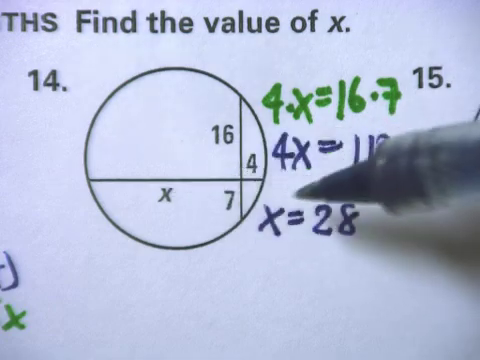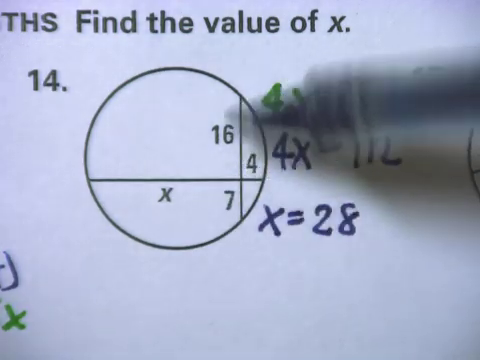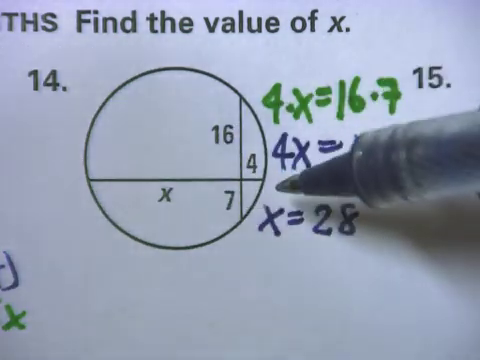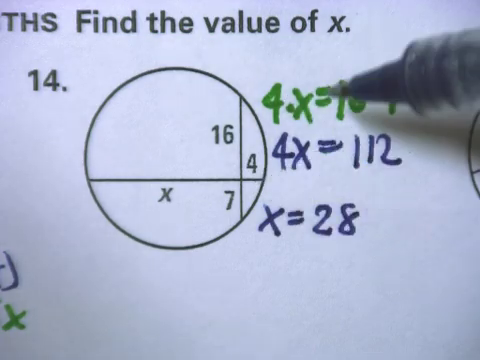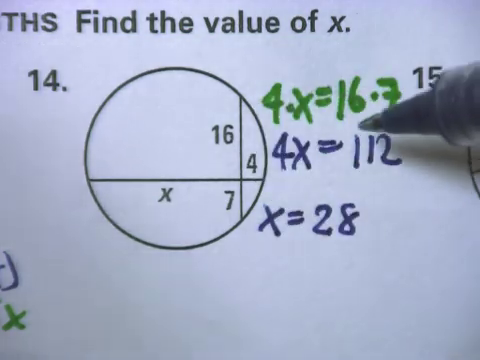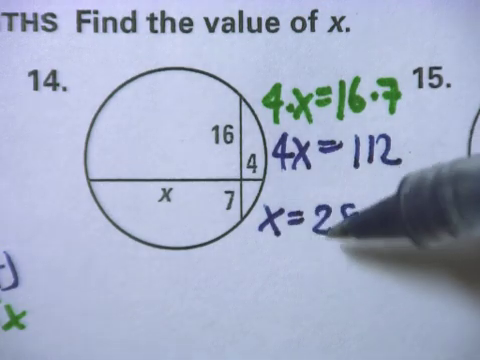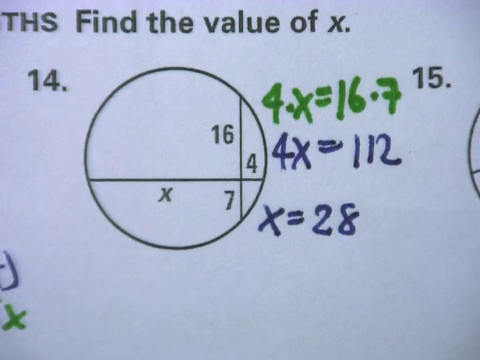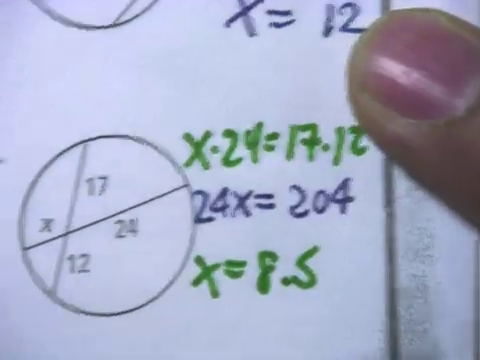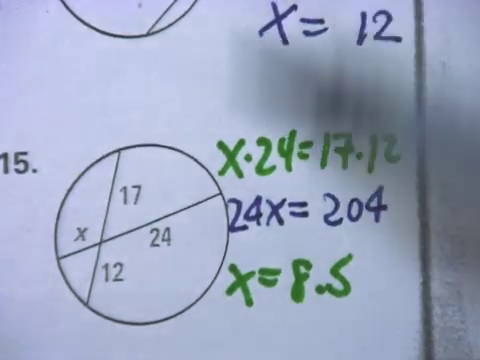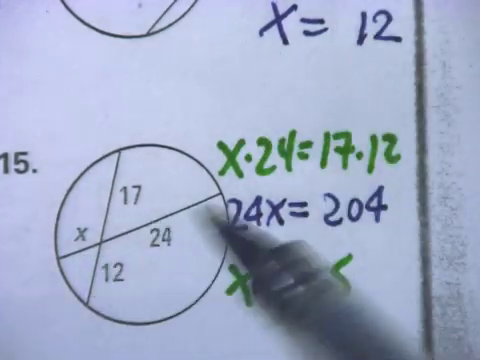Number 14. Again, they're inside my circle, so I know that I multiply the parts of the chords. So I know if I multiply this x part here with the 4, it's going to be equal to the 16 times the 7. So here I got 4 times x is equal to 16 times 7, which is 112. Divide both sides by 4, and x is 28.